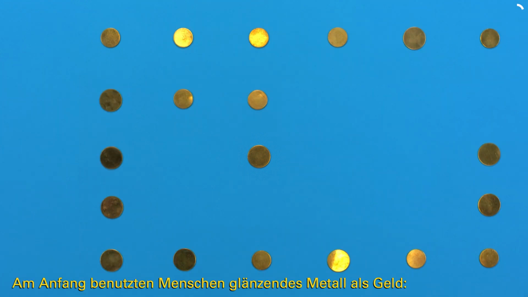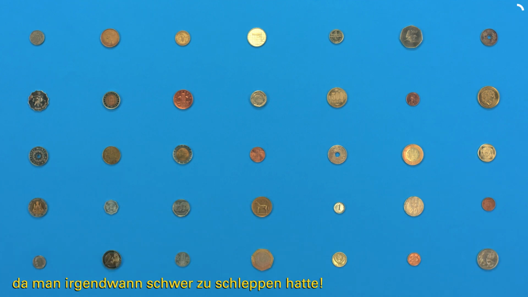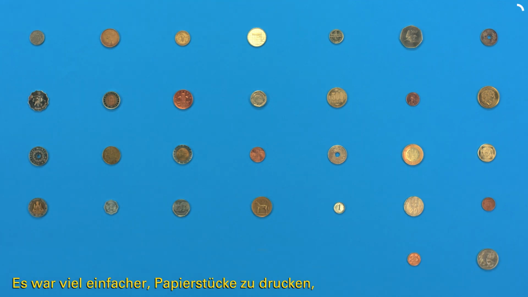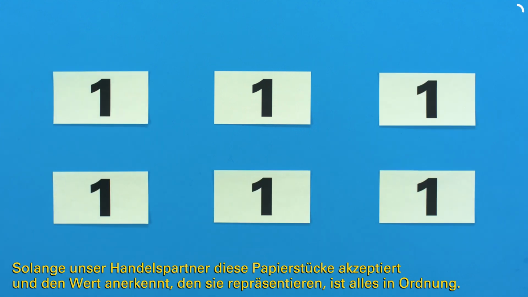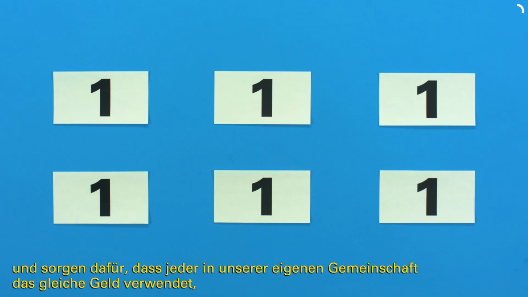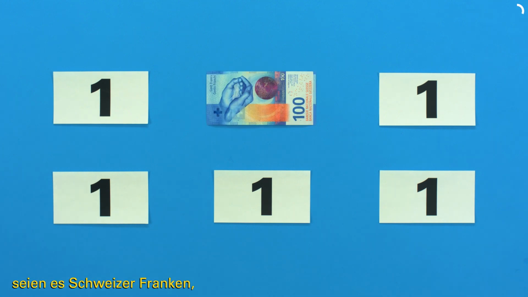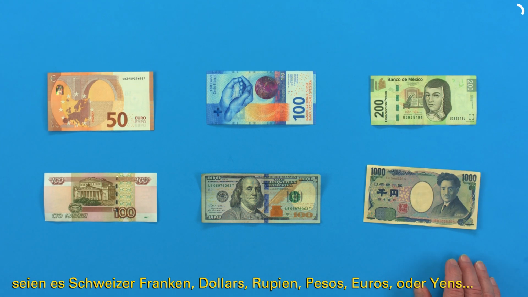At first, people used shiny metal for money, coins made of copper, silver, gold, but that proved a little impractical as you have to carry around a lot of weight. Much easier to print pieces of paper that represent an agreed amount of money. As long as everyone you trade with accepts these pieces of paper and recognizes the value they represent, all is fine. To make things easy, we give our money a name, and we have made sure that everyone within our own community uses the same money, be it Swiss francs, dollars, rupees, pesos, euros, or yen.